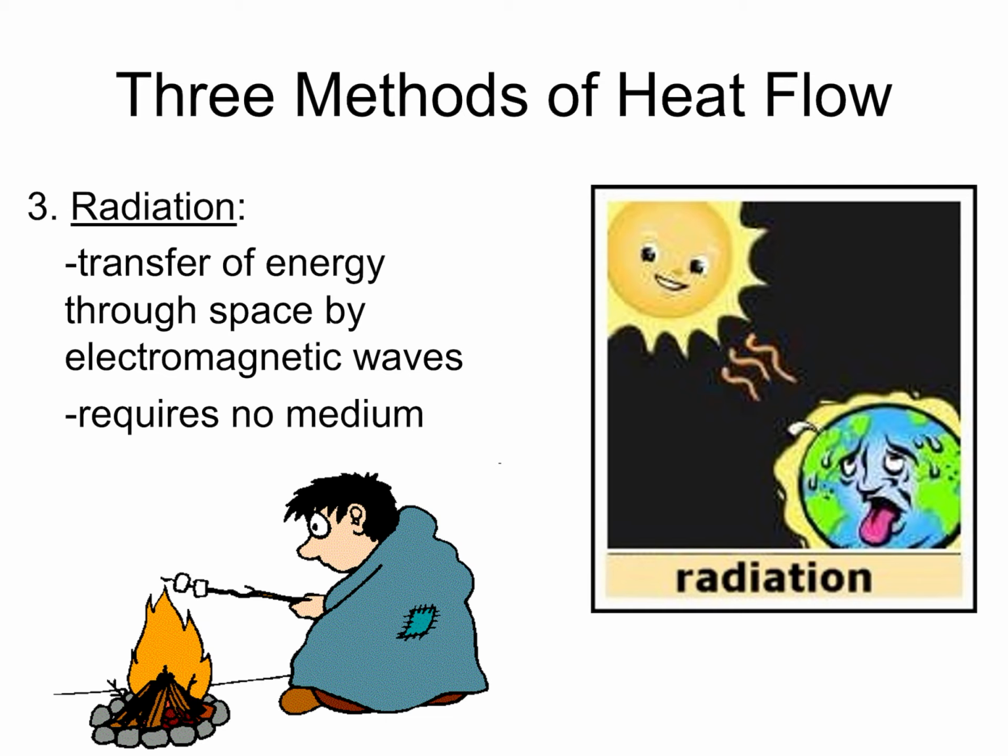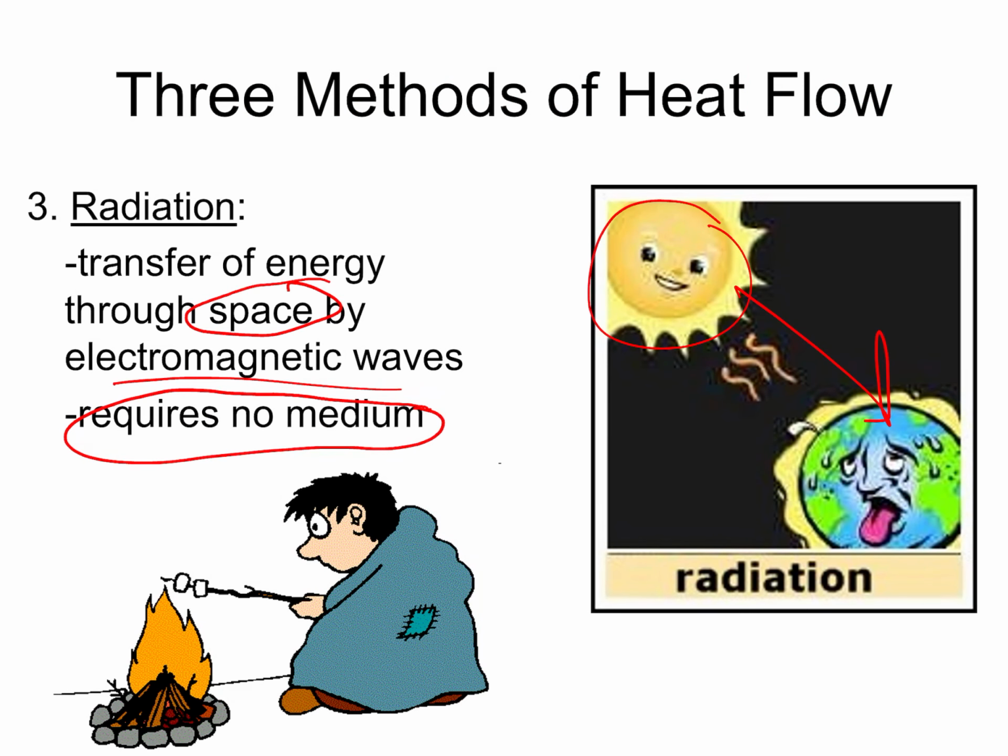Okay? Then you have radiation. Radiation is the transfer of energy through open space. It's going to be electromagnetic waves. And the key thing here is that it requires no medium. It doesn't need a liquid to go through. It doesn't need a solid to go through. It can just go through open space, open air, okay? So this is how the sun heats up Earth, right? You have that heat and electromagnetic waves traveling through open space, which is a vacuum, right?